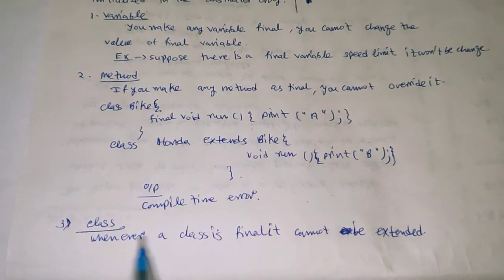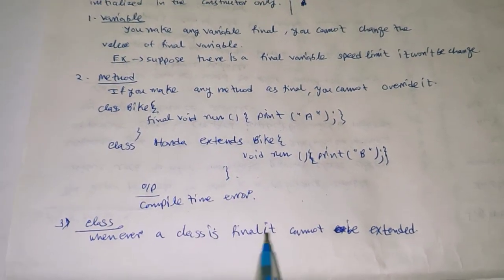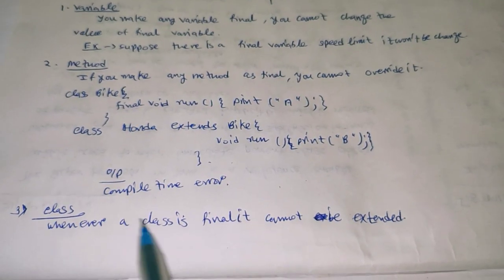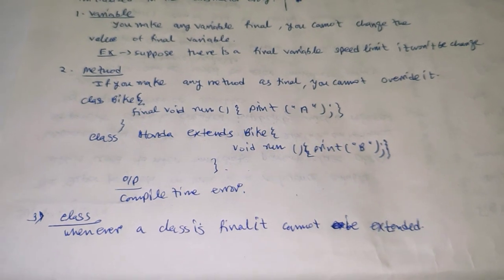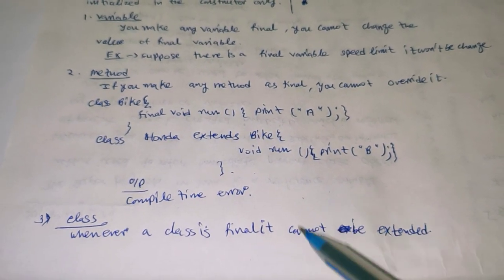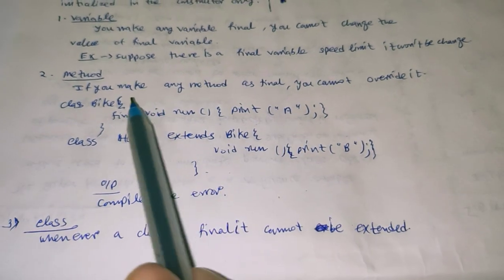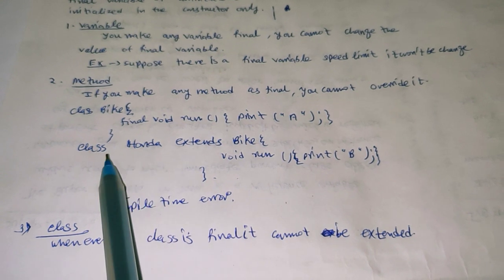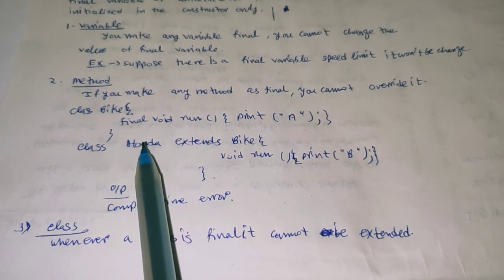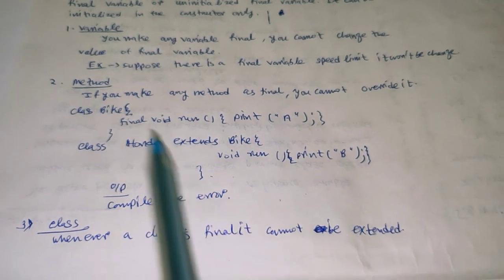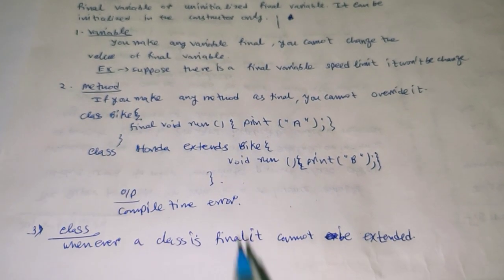Third is class, the final class. Whenever a class is final, it cannot be extended. Inside the class we have written some lines of code, and whenever the class is final, we cannot extend that class. Here is our example: whenever we write final class bike, it won't be extended by any other class. Like class Honda extends bike, it will give a compile time error because the class is final.